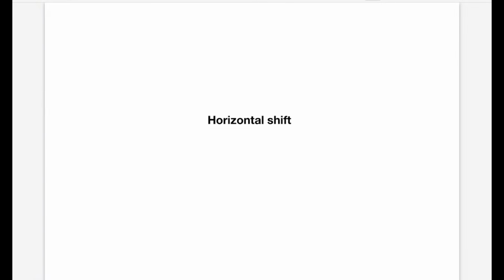We're now going to discuss horizontal shift. Now, with horizontal shift, just like last time, I'll show you how it works first, and then I'll show you the final general form.